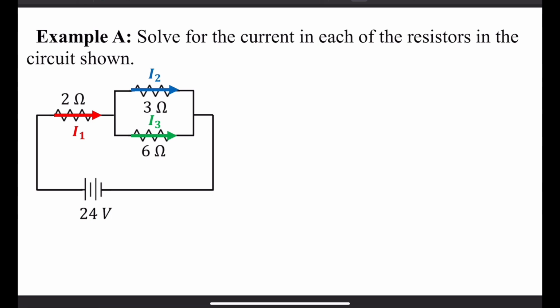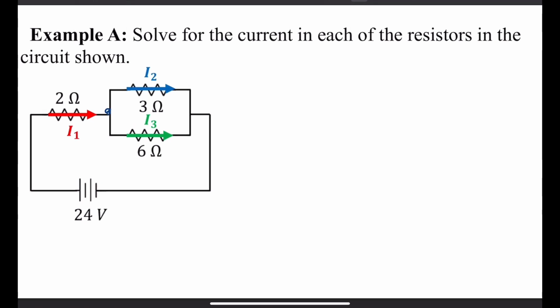Now, the first law I'm going to use is going to be the current or node law, and I'm going to choose this node right here when the current splits. So for this node, I have the current in equals the current out. I have I1 going in, and then I2 plus I3 going out. And these are 3 unknown currents, so I'm ultimately going to need 3 equations, and this equation here is one of them.